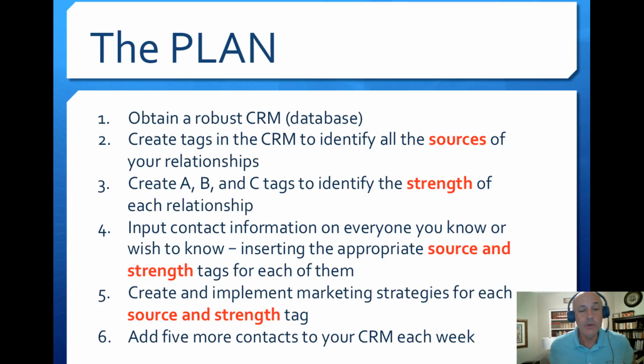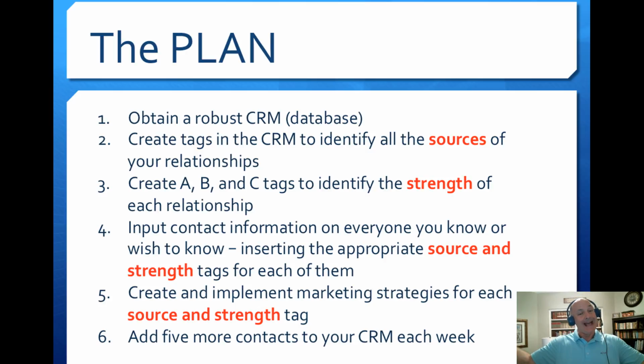Number 5, create and implement marketing strategies for each source and strength tag. That's where we're going to spend the bulk of our time in this part 2 of Sphere of Influence Marketing, and then finally, add 5 more contacts to your CRM each week. I know I sound like a broken record already. Add 5 more contacts. Do it every week. But remember, everything I know in a long and productive real estate sales career can be summed up in 2 short statements. Grow your sphere of influence. Grow that database. Grow your CRM. And then market to your sphere. Grow your sphere, market to your sphere.